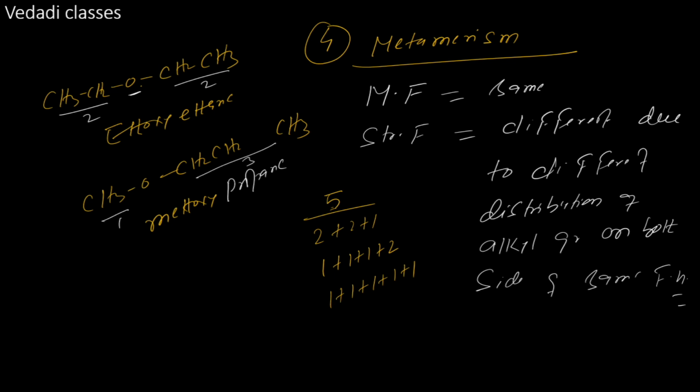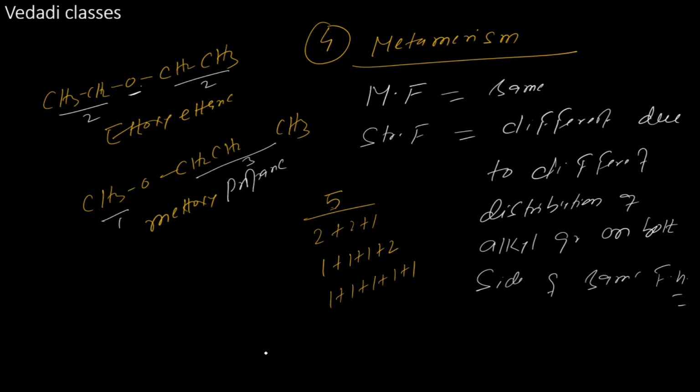In both the cases, the molecular formula is the same, but the structure is becoming different. Why? Because on both sides the distribution of alkyl group is different. In the first case, 2 carbon and 2 carbon alkyl groups, whereas in the second one, a 1 carbon alkyl group and a 3 carbon alkyl group is there. So this is the metamerism.